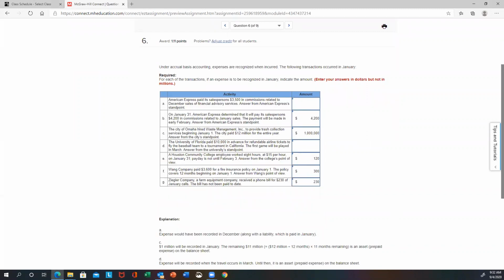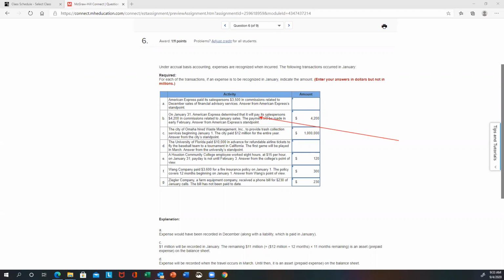Now we'll go with the expense side, see what gets incurred. So in this one, we pay the salespersons commissions related to December. Of course, you have to watch your dates. We're looking for expenses to be recognized in January. So the first one, we've already recognized all of it. We're just paying them off. We probably would have accrued it. All this expense would have been recognized in December. So nothing is recognized in January. You're just making the payment.